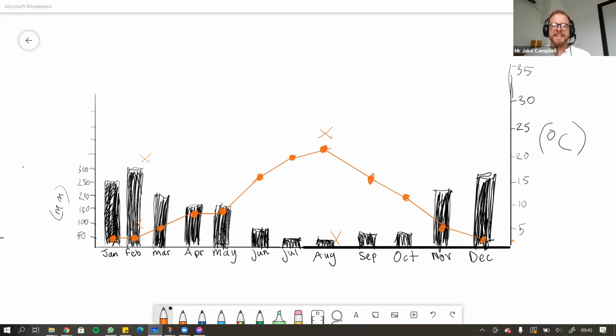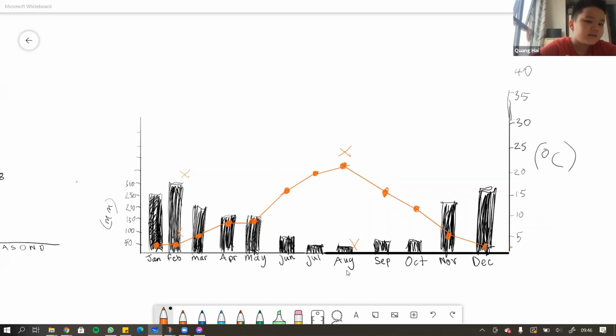Is the weather pattern in England the same or different to the weather pattern in Vietnam? It is different. It is different. Yeah, good. Because in Vietnam, when the weather gets hotter, there is more rain. When the weather is colder, there is less rain. That usually is the Vietnamese pattern in weather. And that's because we're in two different locations.